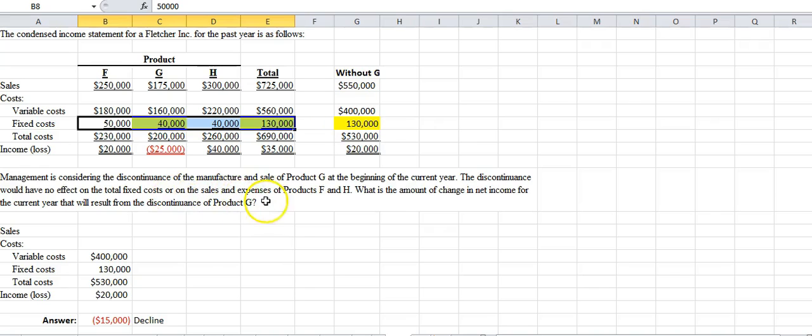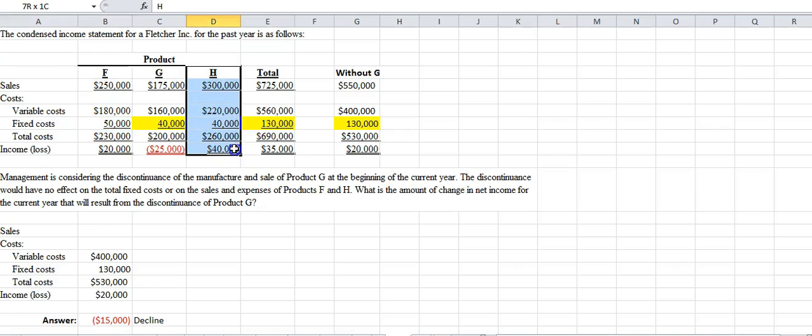Or on the sales and expenses of product F or H. And these numbers are not going to change, okay? So they're going to stay the same. The only thing that's going to happen if you get rid of product G is that now all of a sudden $40,000 in fixed costs must be carried by these two, okay?